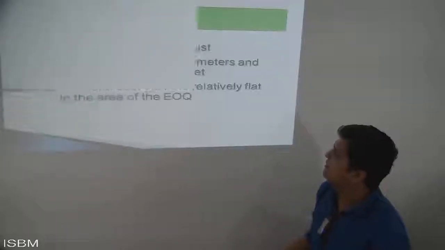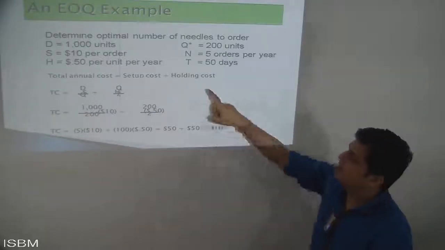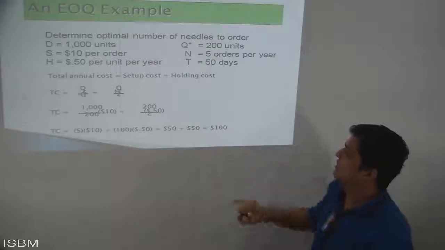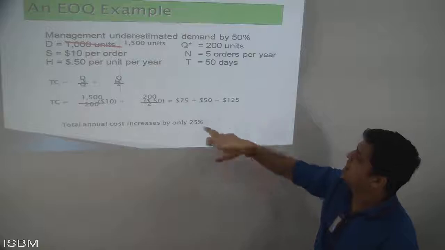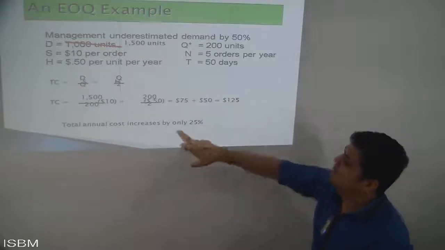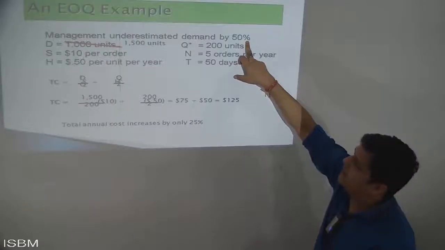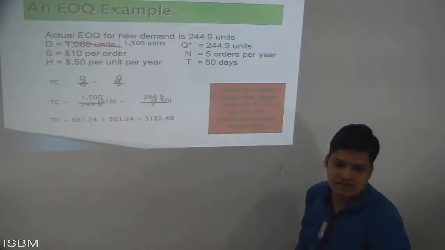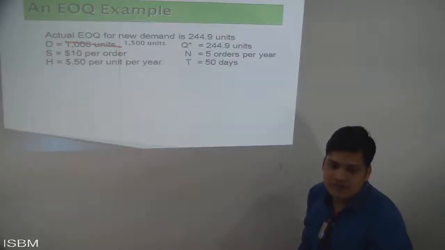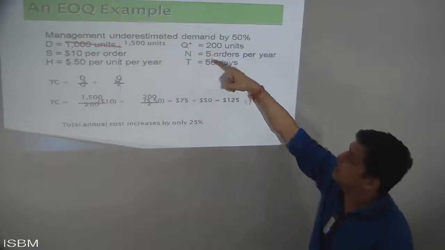Initially it was 100. When the demand is 1000, it was 100. When the demand has increased 50%, the total annual cost increased by 25%. So 50% demand has increased, so a 25% annual cost has been increased. You can see that. Now, when the demand has increased 50%, we have to calculate Q again.